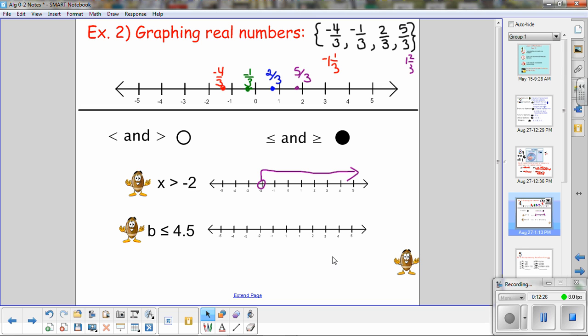B is less than or equal to 4.5. I'm going to find 4.5 on my number line. I'm going to put a circle on it. This time I'm going to color in the circle because of that equal sign there. We're looking for the numbers less than or equal to, which means it can include 4.5, so we color it in. The ones that are less than or equal to 4.5 are to the left, so we make an arrow to the left.